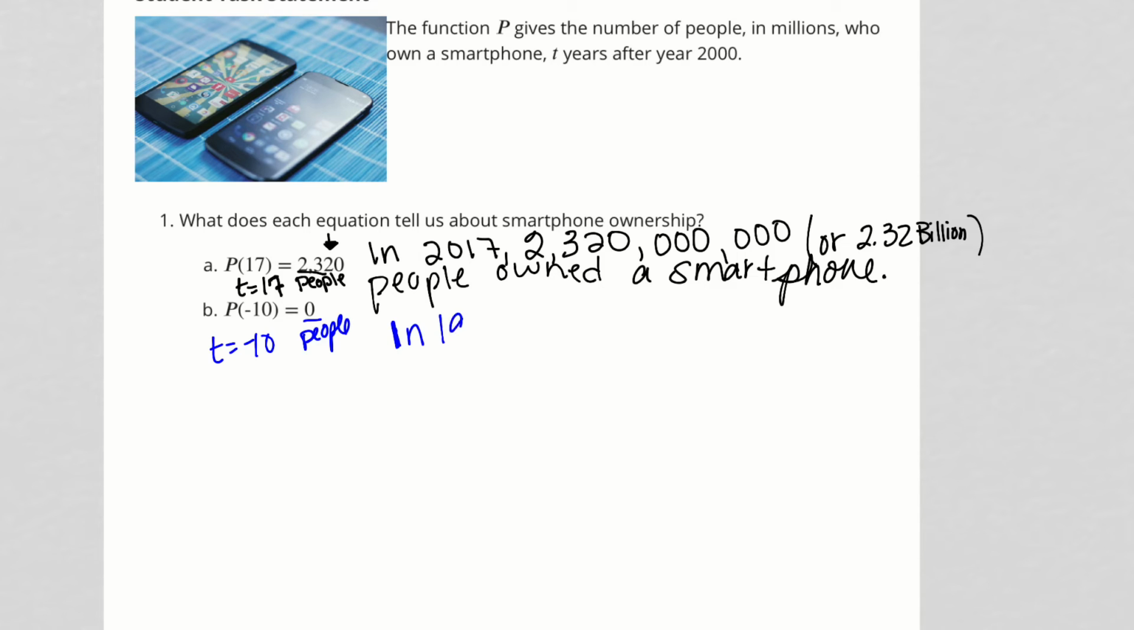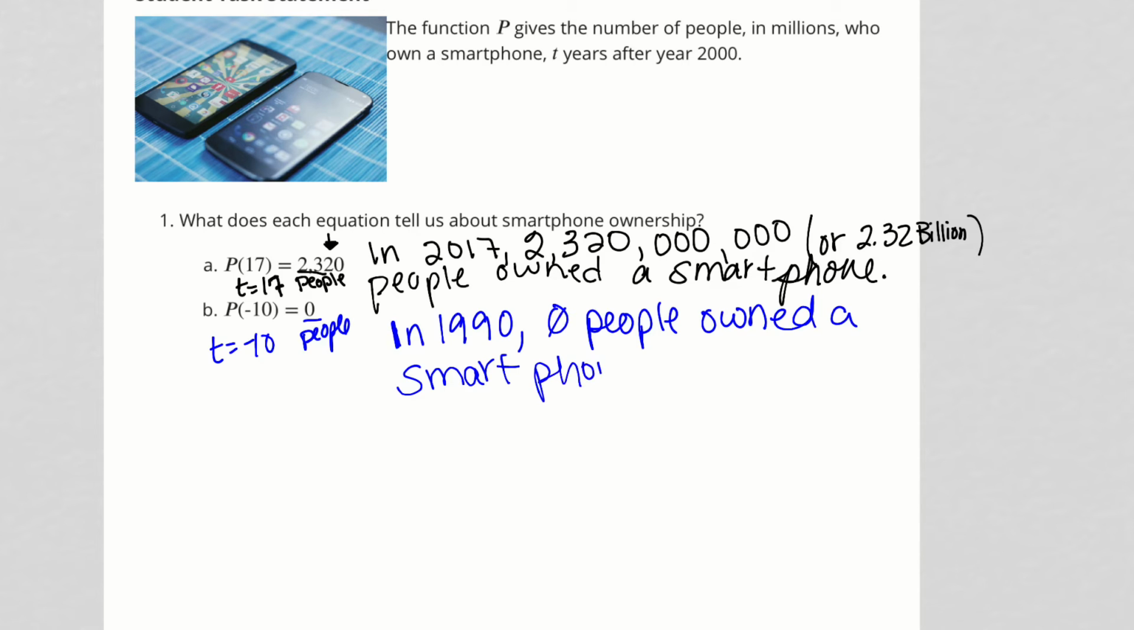In 1990, how many people own a smartphone? Zero people. Last hour I looked this up for reference. Smartphones were invented in 1992. Not any smartphones, not the same as what we experience today. I don't think they had touch screens back then. It's probably more like the BlackBerry kind of thing. All right, next page.